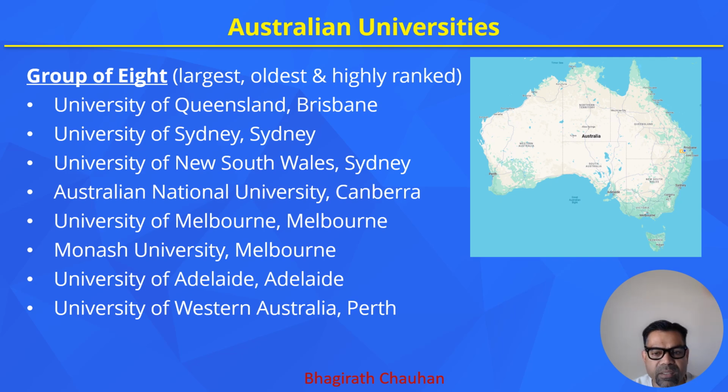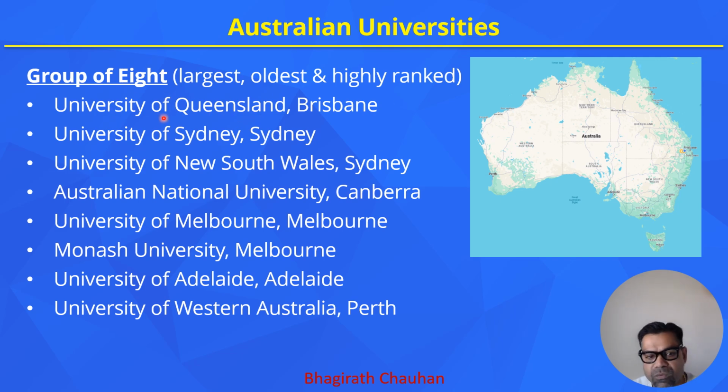In Australia, there are different kinds of universities, and first of all, I'd say the Group of Eight. They are around eight, the largest, oldest, and highly ranked. Whenever we see their rankings, these universities usually get the highest rankings, always in different fields.